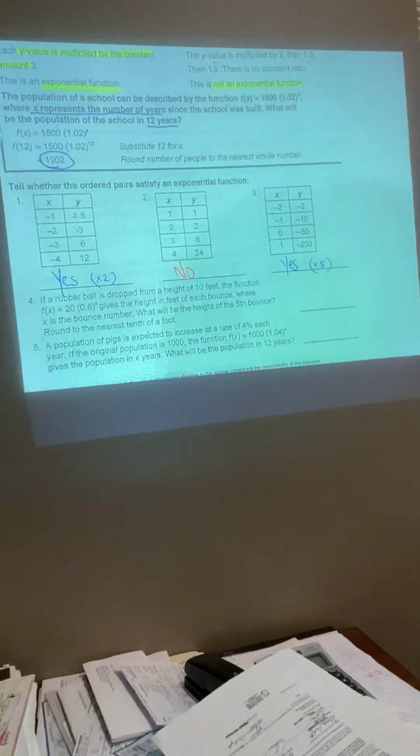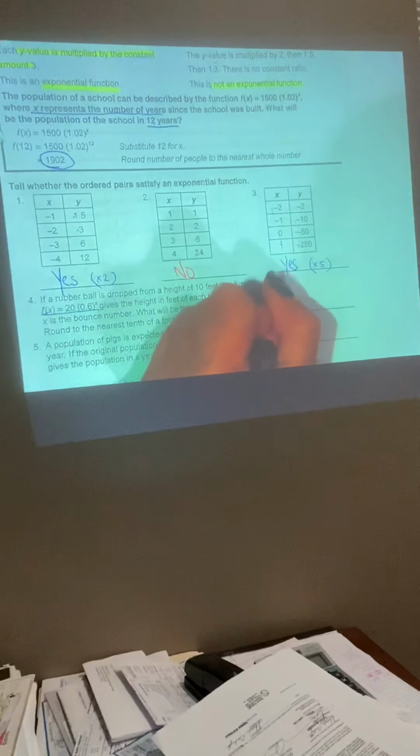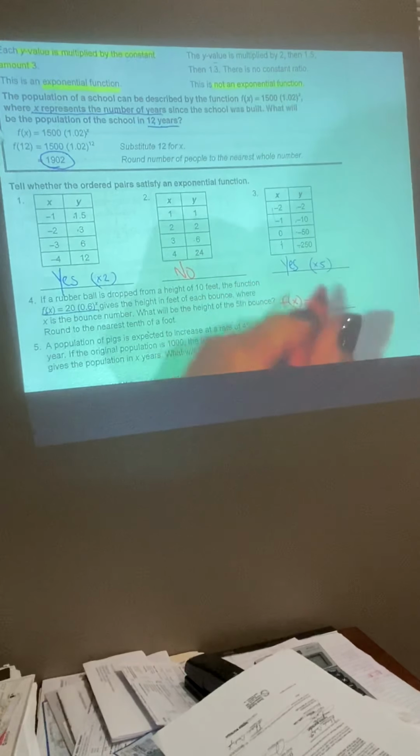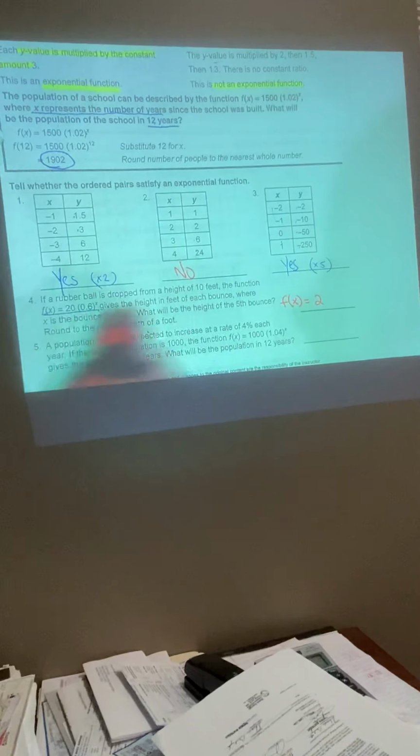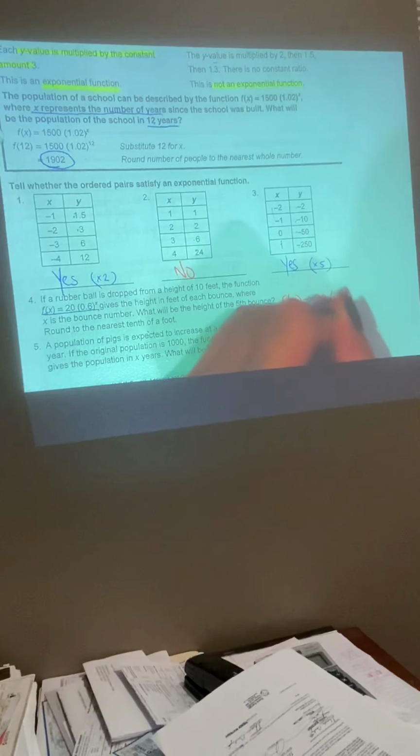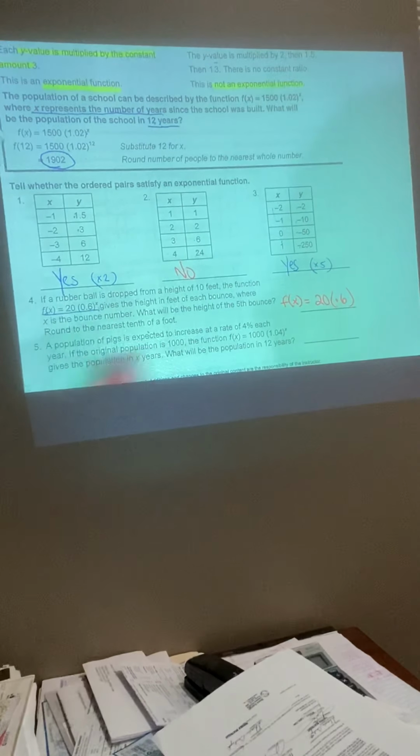Okay, you're going to have to know problems like that. Next. If a rubber ball is dropped from a height of 10 feet, here's my function, it gives the height in feet of each bounce, where x is the bounce number. What's the height of the 5th bounce? We have to show our work, and we let the calculator do the work for us. We write out our problem. f of x equals 20 times 0.6 to the x. What's x? x is 5. See, x is the bounce number, and it's the 5th bounce.